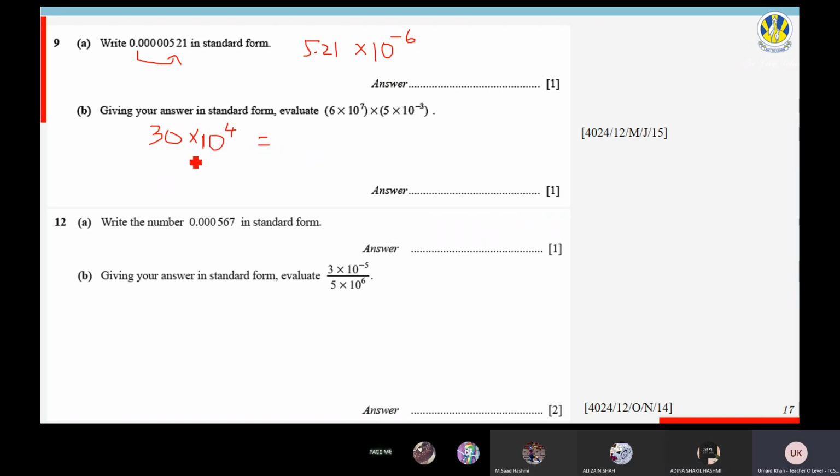Okay, now convert it into standard form. 3.0 multiplied by 10 raised to power 4, multiplied by 10 raised to power 5. 10 raised to power 5. Does everyone agree?